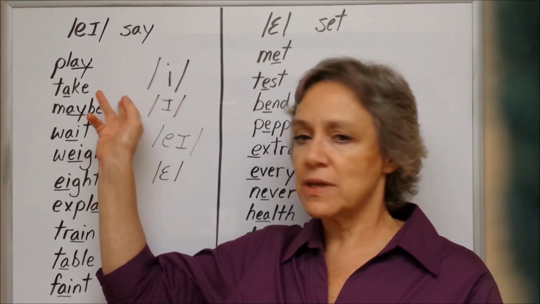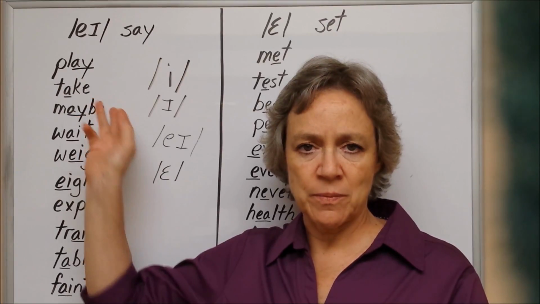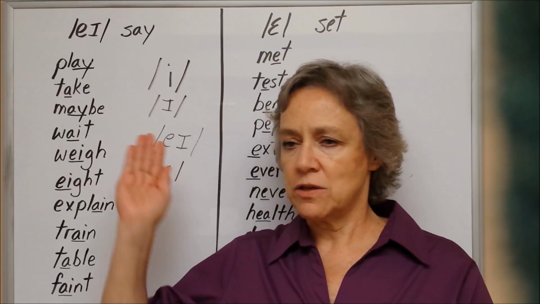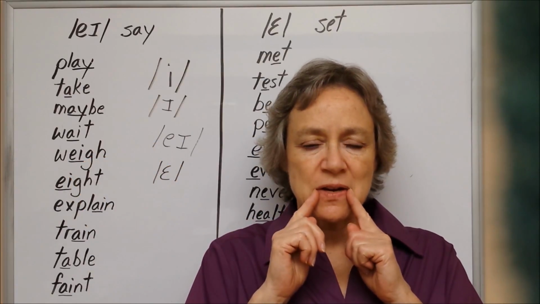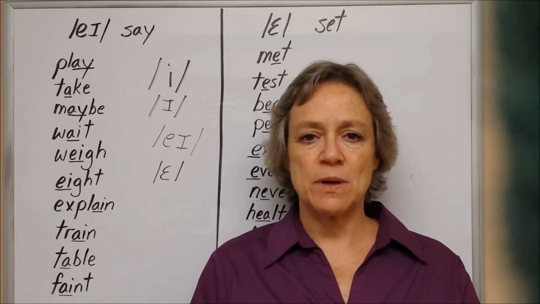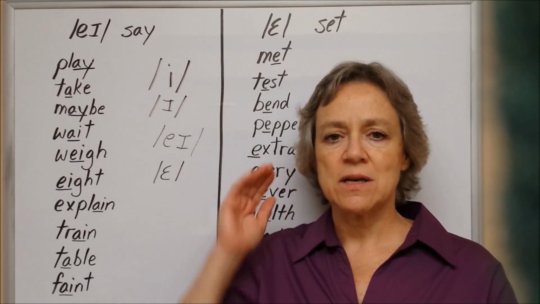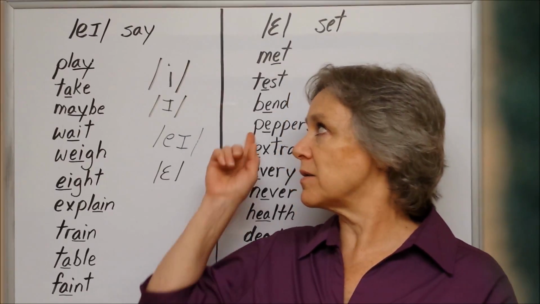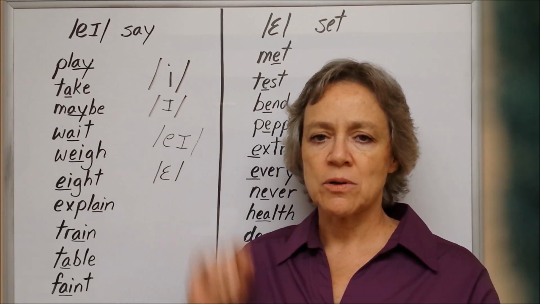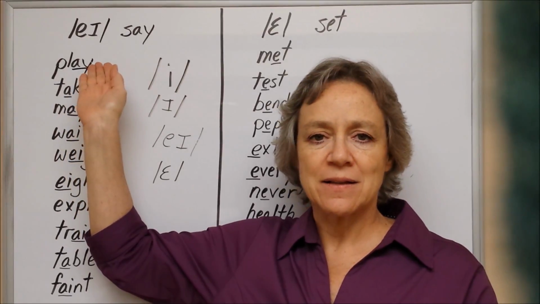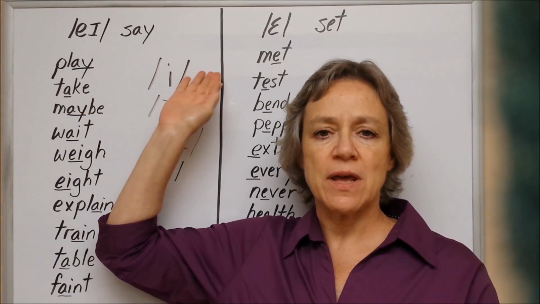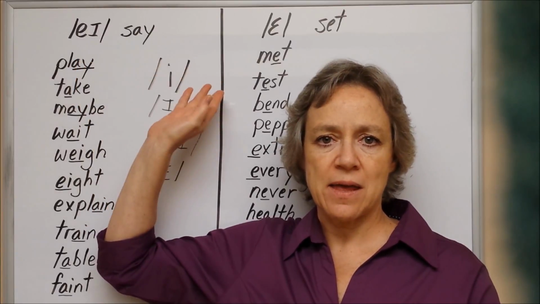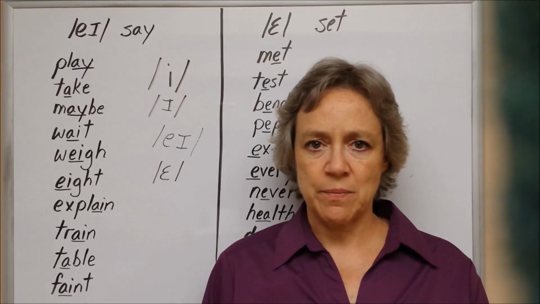So remember, this is a mid-front vowel, so the front of the tongue is raised about midway in my mouth. This one is tense, so my tongue muscles are tight and pushing against my back teeth. This one is lax, so my tongue is relaxed and does not push against my teeth. And this is slightly lower than this one. Also, A is a longer sound than E. A, E, A, E. So this one takes longer to say.